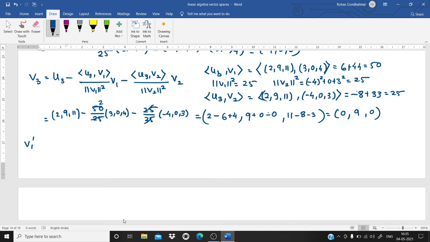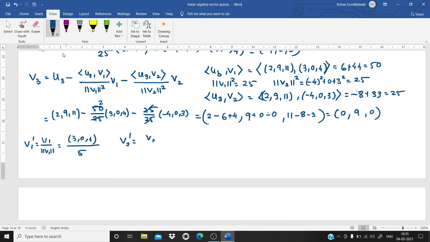So we define V1 dash as V1 upon norm V1. So what is V1? 3 comma 0 comma 4 upon norm V1. Already we calculated norm V1 square. The norm V1 will be the square root of it, that is 5. So V1 dash is 3 comma 0 comma 4 by 5.